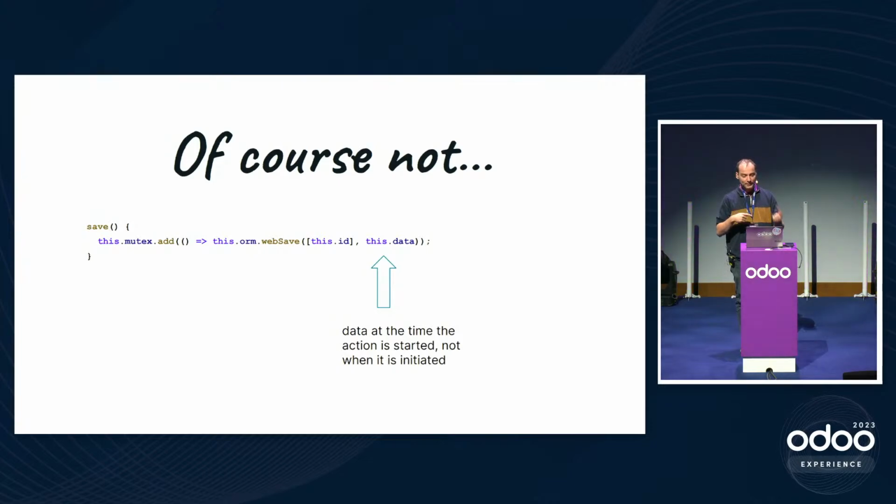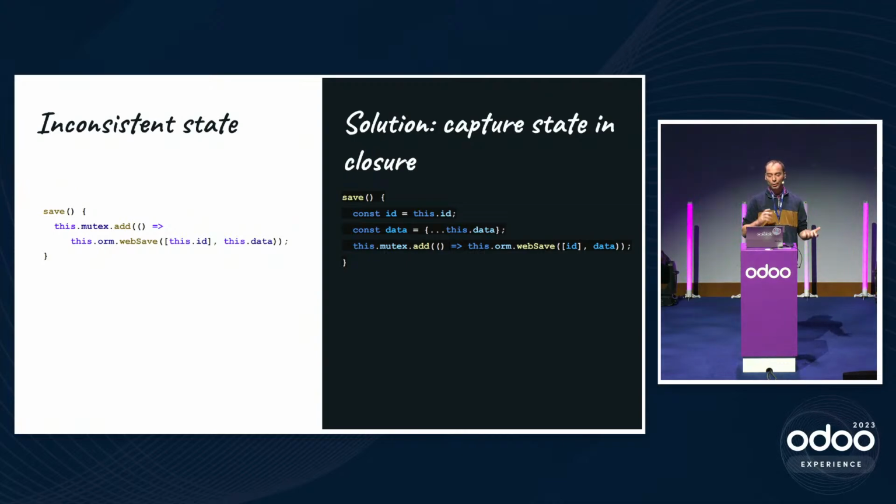The data that we send through the mutex is not necessarily the same at the time the save action was initiated. So to do that, we can capture state in the closure. And that's the difference between those two pieces of code: in the first one, you send the data when the operation is started. In the second one, the solution, you capture the ID and the data. And in this case, we even clone it to be sure. And then we send it to the mutex. So that's another kind of technique that you can use to have consistent operation.